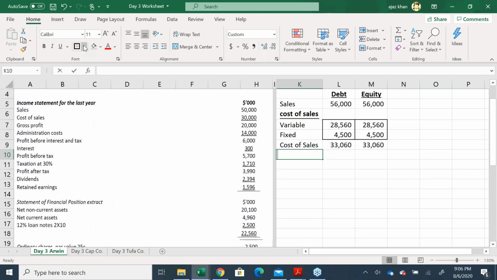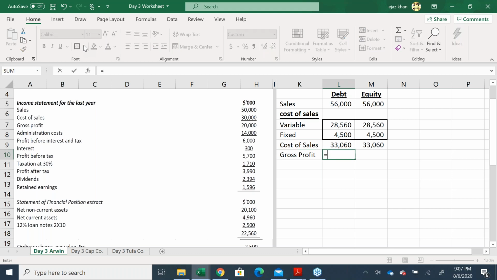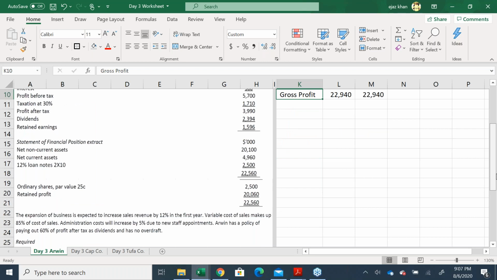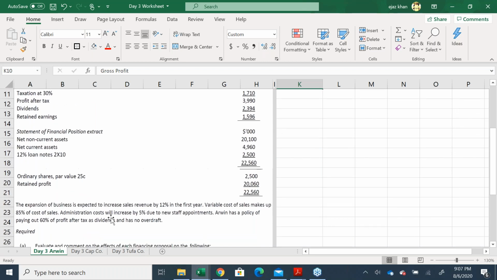Now, if I want, we can calculate the gross profit here by simply subtracting the cost of sales figure. Okay. So then comes the administration cost, which is 14,000. And if we don't have any other information in the question, we have to assume that it was all fixed. Okay, now here we go. It has stated that the administration cost will increase by 5%. So we will increase it by 5%.